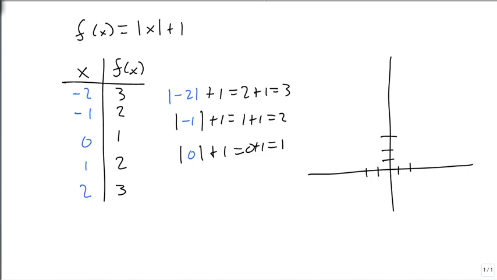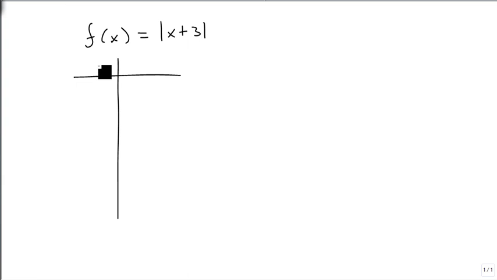And you'll notice this graph looks similar to the other one, but every point is 1 higher, because I added 1 after I took the absolute value. Now, the next thing that we have to worry about is what happens if I add to it before I take the absolute value.